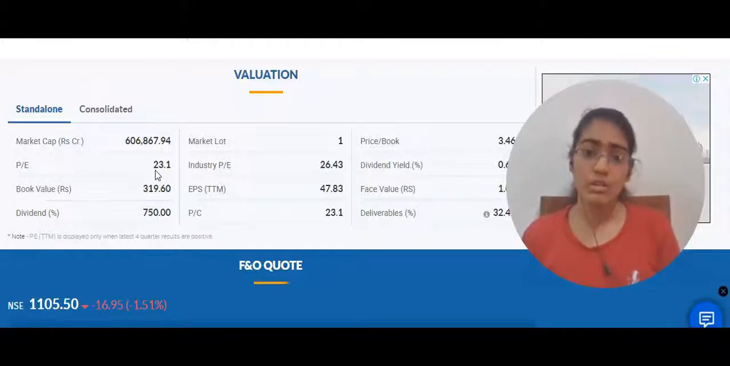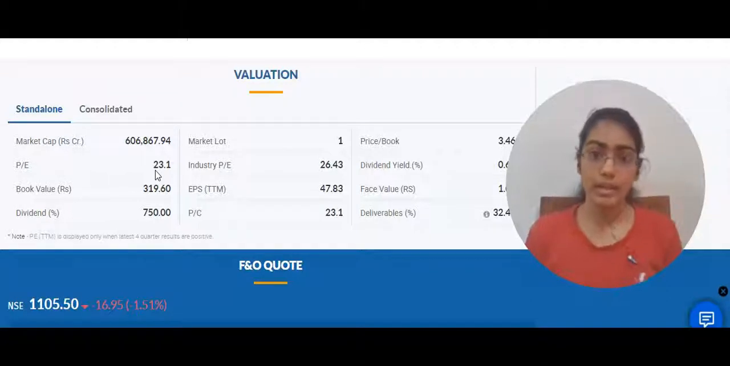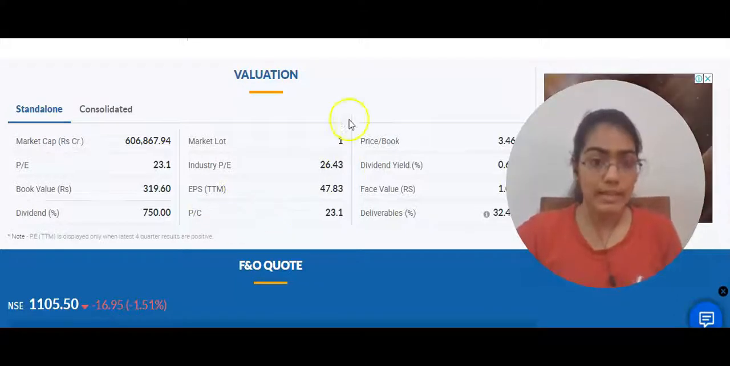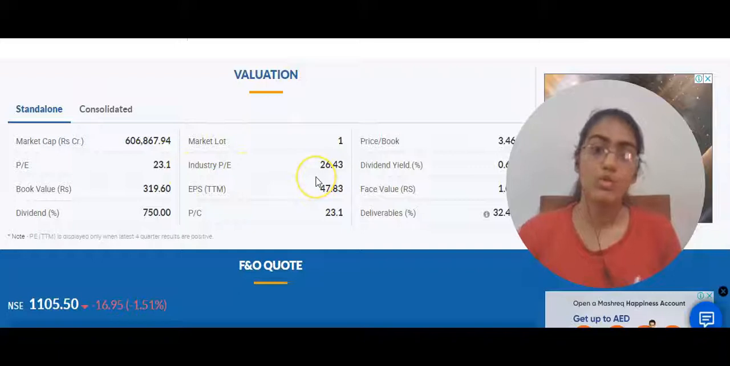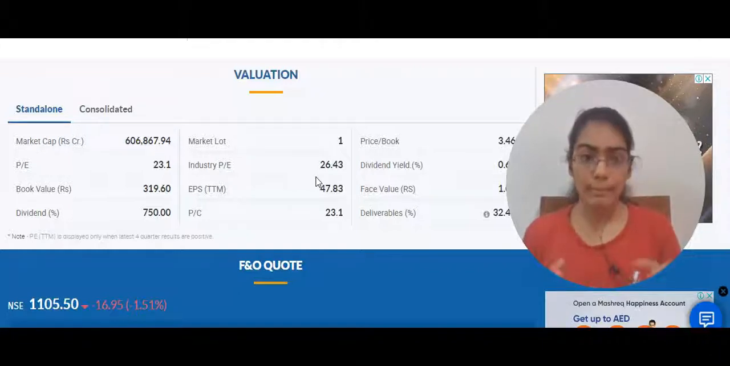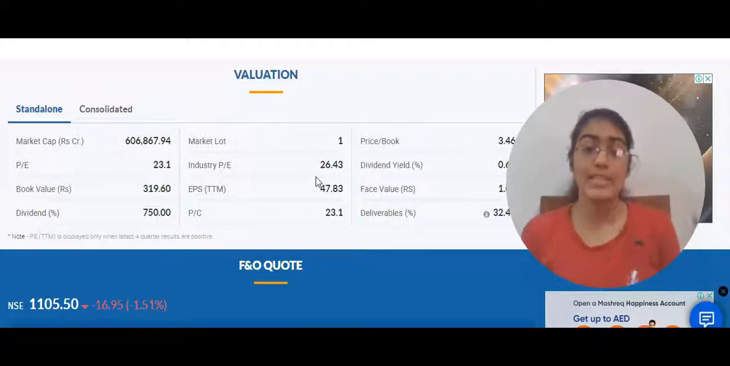As I mentioned earlier, there are two ways of comparing: with the competitor and with the industry average. So as you can see, the industry PE over here is 26.43. That is for the banking sector. This is the industry average. Now, talking about HDFC Bank, it's lower than the industry average, whereas Axis Bank was much higher than the industry average.